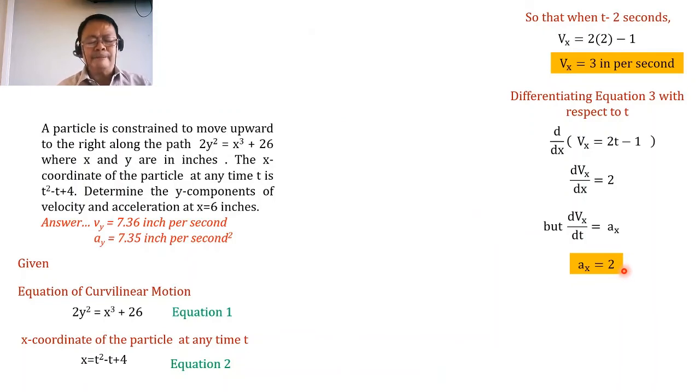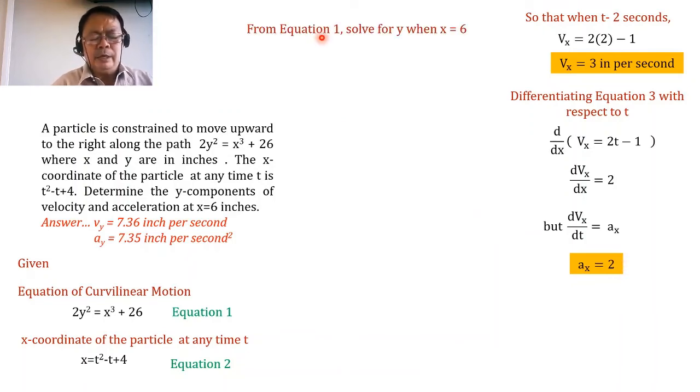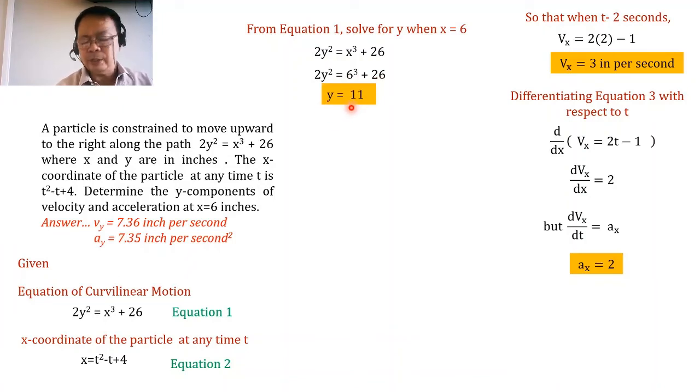Now, what shall we do next? We solve for the value of y from equation 1, because in equation 1 we are already given x, and we can solve for y here. We substitute the value of x equal to 6 in 2y squared equal to x cubed plus 26. So when we substitute x of 6, you will have 2y squared equal to 6 cubed plus 26, and our value of y will be equal to 11.